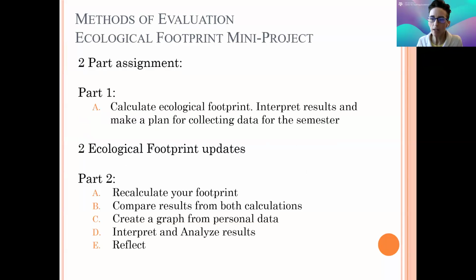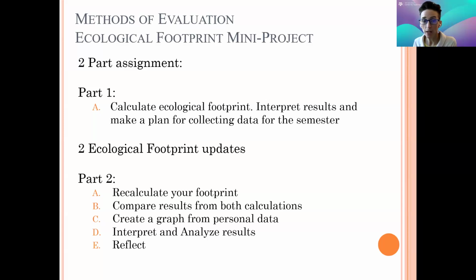All right, so there's another assignment called the Ecological Footprint Mini Project, and this spans the entire semester, but don't get too worried about it. It shouldn't be a massive undertaking for you throughout the course of the semester.